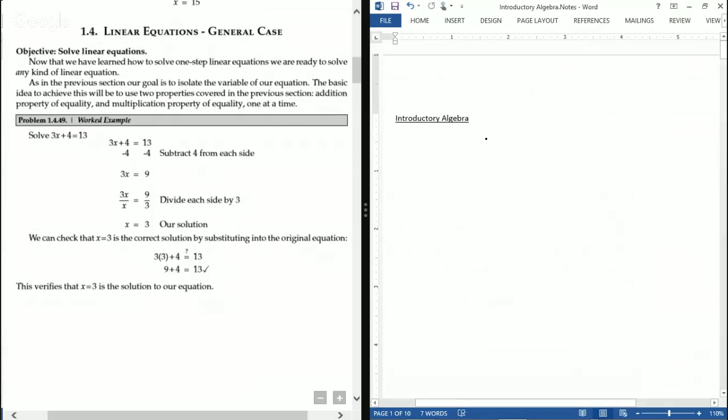Today, we are going to be discussing how to solve linear equations with fractions.